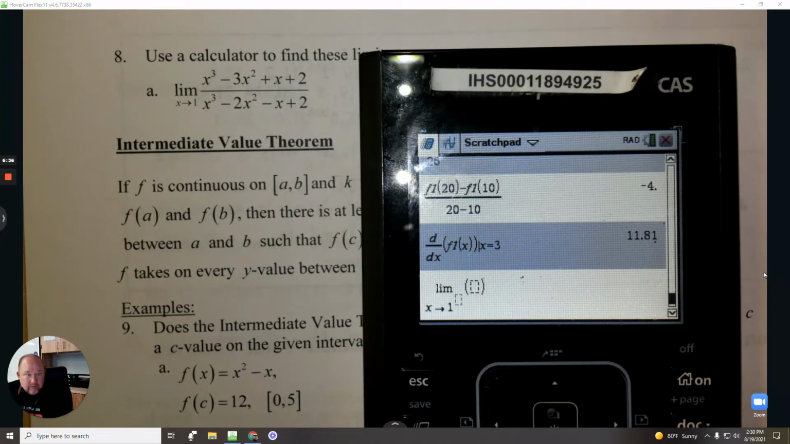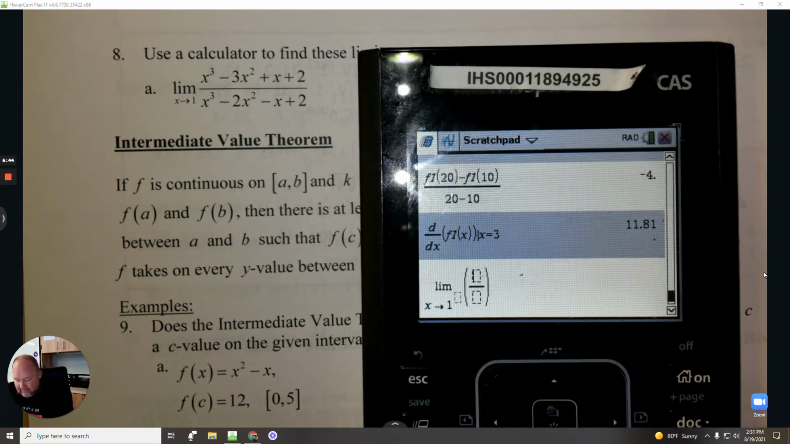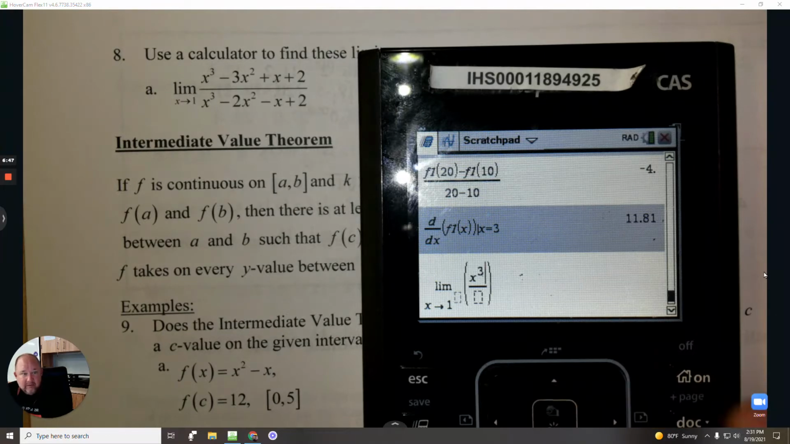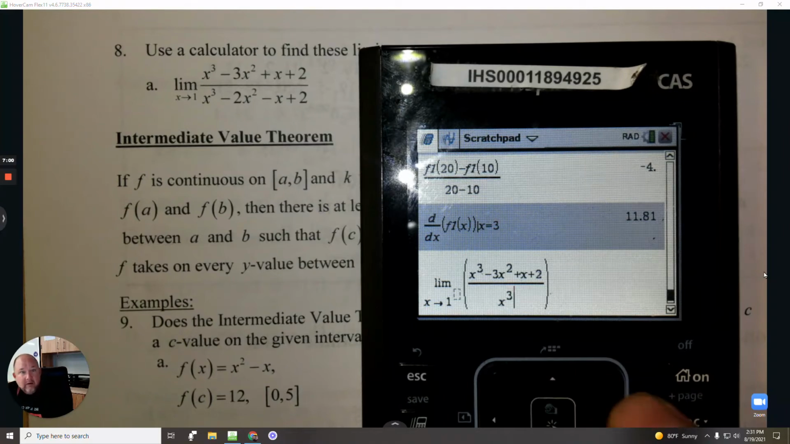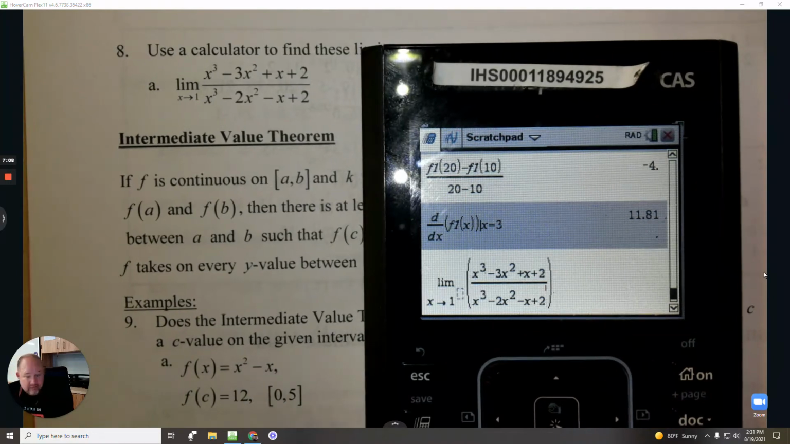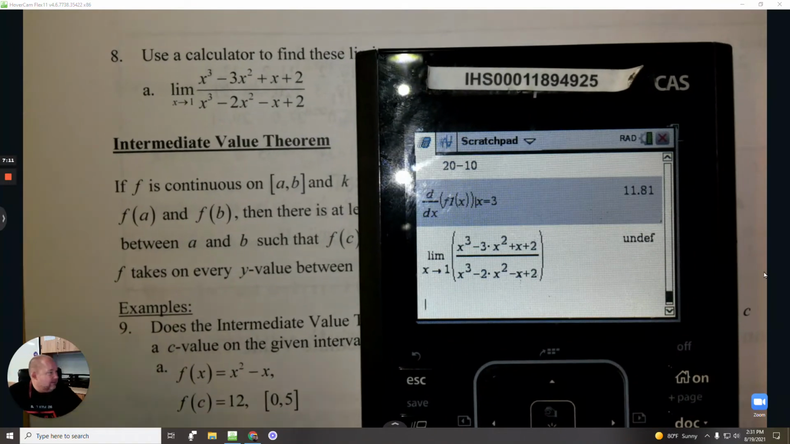And then that box is to write down plus or minus, if there's a little plus or minus, which there's not. Press Control Divide for a fraction line, and then type in x cubed, subtract 3x squared plus x plus 2. In the denominator, x cubed, subtract 2x squared minus x plus 2, and then just press enter. So this limit does not exist. That's what it means.